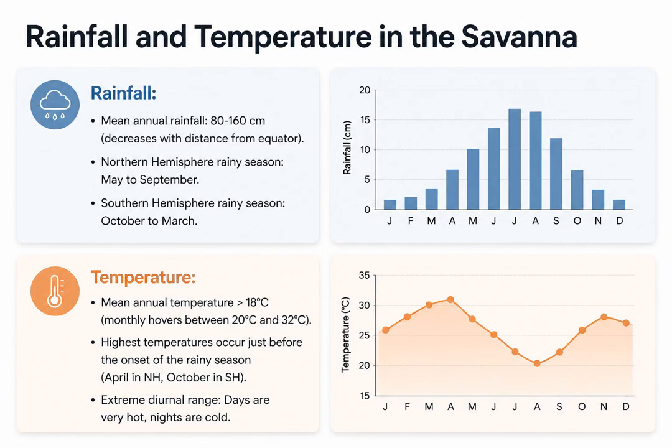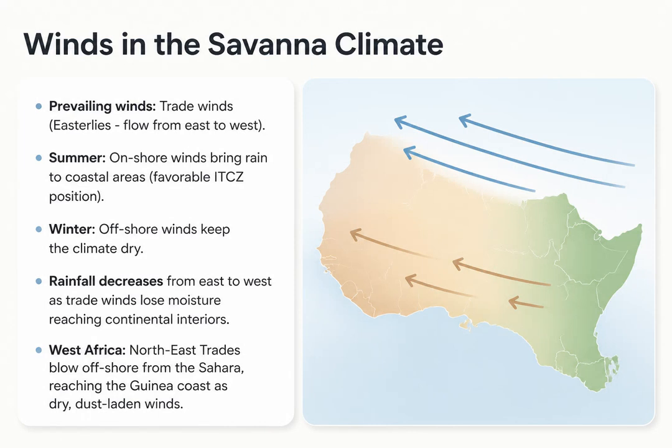In the savanna, rainfall drops significantly compared to the monsoon zones, averaging between 80 and 160 centimeters annually. The rain strictly follows the sun, falling during the summer months. Temperatures are consistently warm, but the absolute hottest time of the year isn't midsummer. It's actually just before the rainy season begins, when the skies are clear and the sun is intense. Another major characteristic of the savanna is the extreme diurnal temperature range. Because the air is often dry, the days get blistering hot, but the heat escapes rapidly at night, making the nights surprisingly cold.